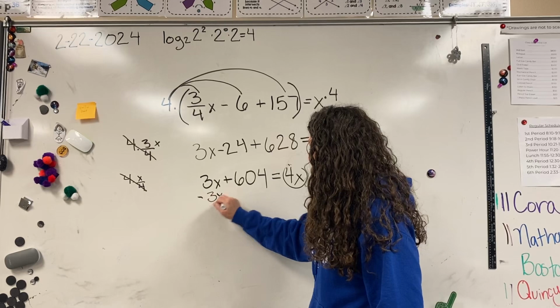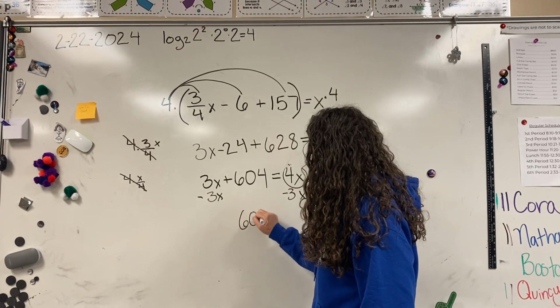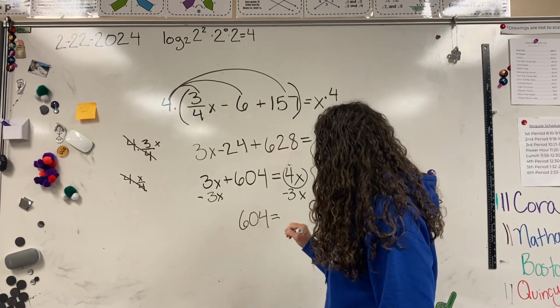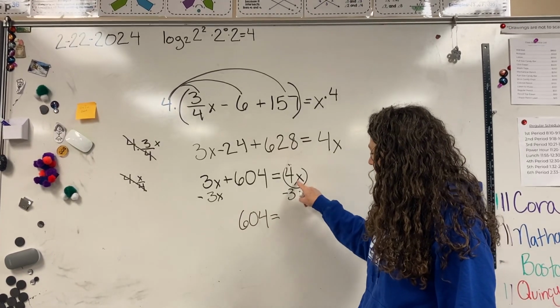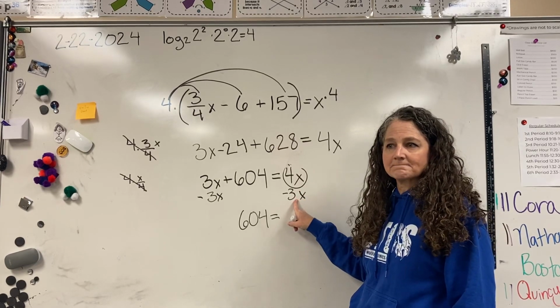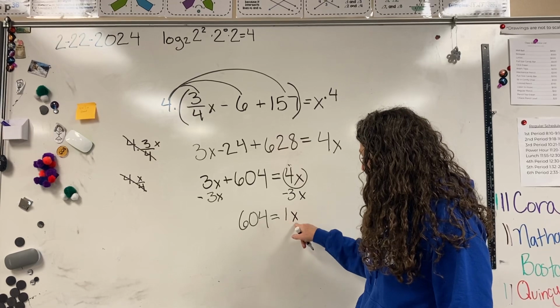So I'm going to subtract 3x from both sides over here. So I get 604 equals, and I'm going to show you something that showed up on an assignment yesterday. What's 4x minus 3x? X. But I had a kid write 1x.